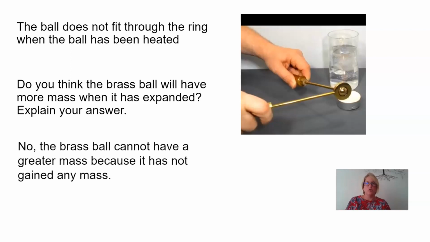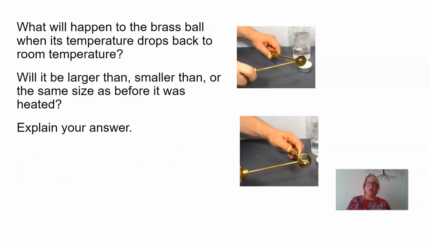So no, the brass ball cannot have a greater mass because it hasn't gained any mass. So then I wonder why, when we heat it, it can't fit through the ring. So what will happen to the brass ball when its temperature drops back to room temperature? Will it be larger than, smaller than, or the same size as before it was heated? And are you able to explain your answer?